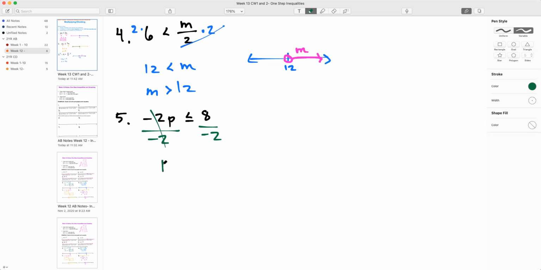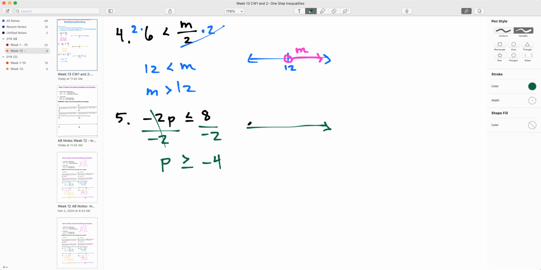So we'll take that negative 2, we'll divide it out, and we'll have p over there, and then we'll have what over here, negative 4. But now p is still on the left side, yet we have to take this less than or equal to and make it a greater than or equal to. That is very important. If you don't do that, you'll get it wrong. And so again, why did we do that? Because we divided both sides by a negative. And the same thing would happen if you multiplied both sides by a negative.